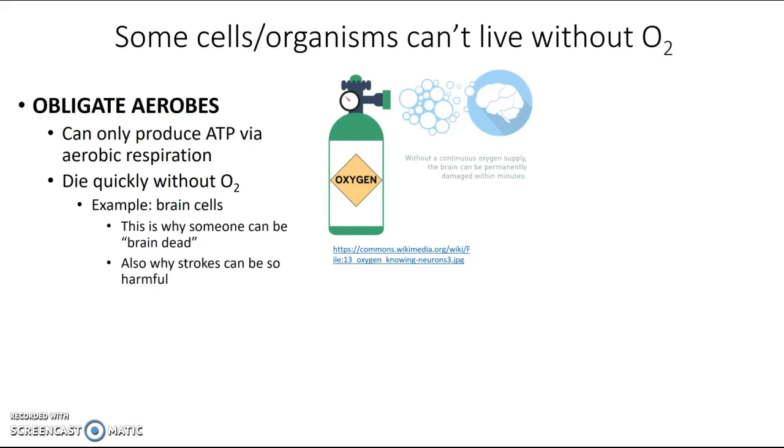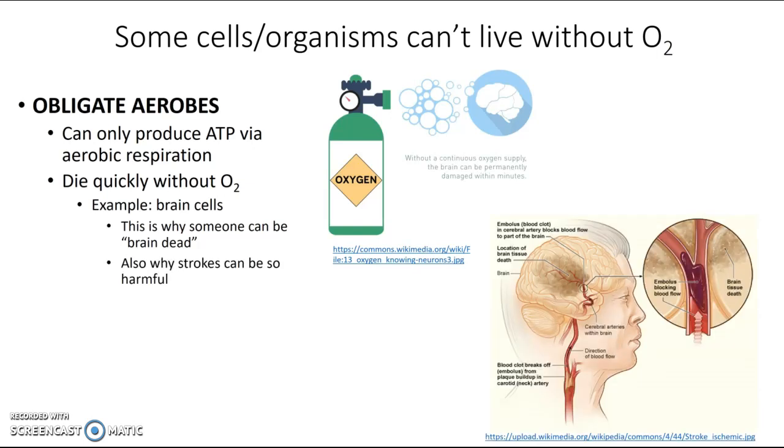This is also why strokes can be so harmful. A stroke occurs when one of the blood vessels that leads to the brain gets blocked, often by a blood clot. And then the brain cells that are usually fed fresh oxygenated blood by that blood vessel run out of oxygen, they stop making ATP, and they can get damaged or die really quickly.